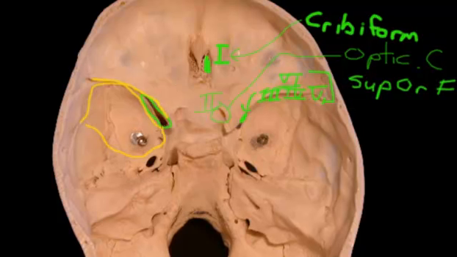And while we're on this journey, if we just look here, this dent here is the pituitary fossa, and that's where the pituitary gland sits. So that is called the pituitary fossa.